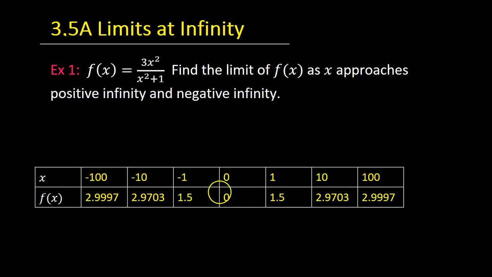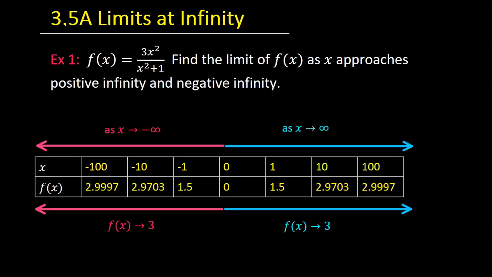Numerically, if you look at a table of values, it certainly appears that as the x values are increasing, the value of the function is getting closer and closer to 3. And as the x values are decreasing, the function seems to get closer and closer to 3 as well. In other words, it appears that as x approaches negative infinity, f of x approaches 3, and as x approaches positive infinity, f of x approaches 3.